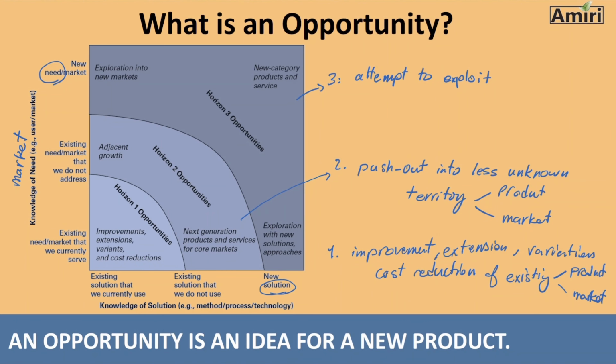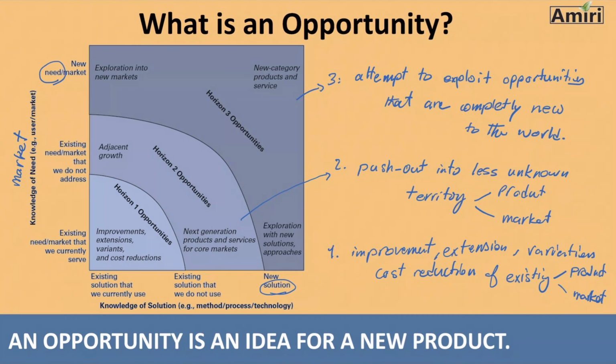You exploit opportunities that are completely new, and you want to create a market for them. So Horizon 1 is where you're the most comfortable. Horizon 2 is when you're trying to step out of your comfort zone a little bit, and Horizon 3 is totally uncharted territory.